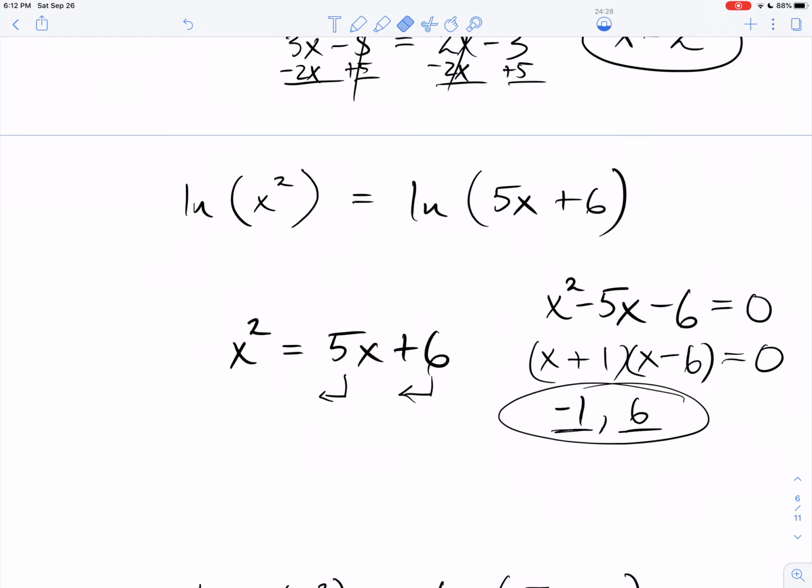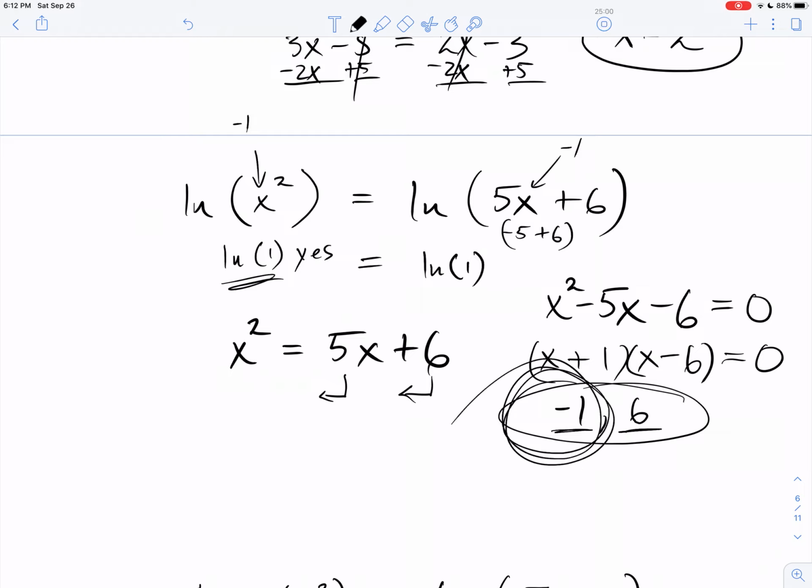I'm going to plug negative 1 back in, as if I had just solved it and I got negative 1 for an answer. If I plug negative 1 in, I would square it. So negative 1 squared is 1. Can I take the natural log of 1? The answer is yes, I can. So this side is still valid. Then, on the other side, 5 times negative 1 is negative 5, plus 6 more, that would be 1. I can take the natural log of 1. So if I plug this answer back in, it's valid. It's okay. Not all negative answers are bad answers.